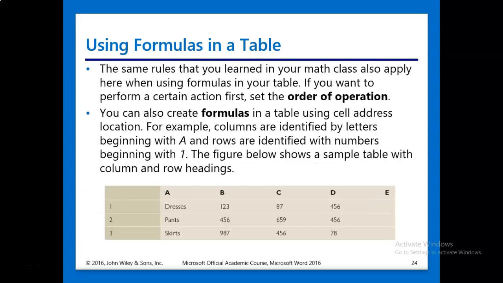The same rules that you learned in your math class also apply here when using formulas in your table. If you want to perform a certain action first, set the order of operation. You can also create formulas in the table using cell address locations. For example, columns are identified by letters beginning with A, and rows are identified with numbers beginning with 1. You see the figure below, which shows a sample table with column and row headings.